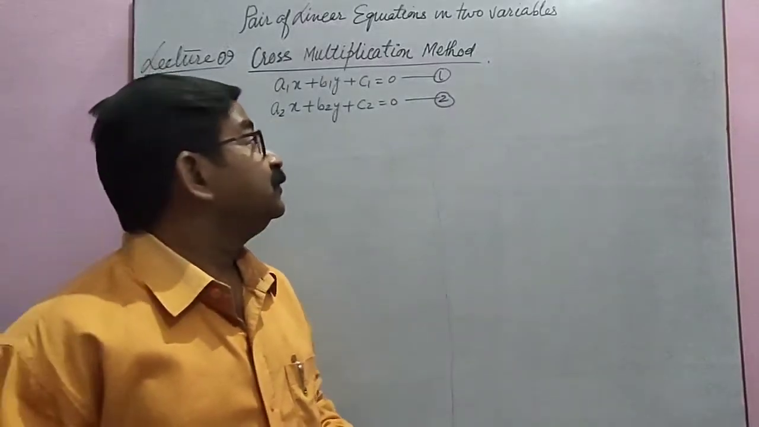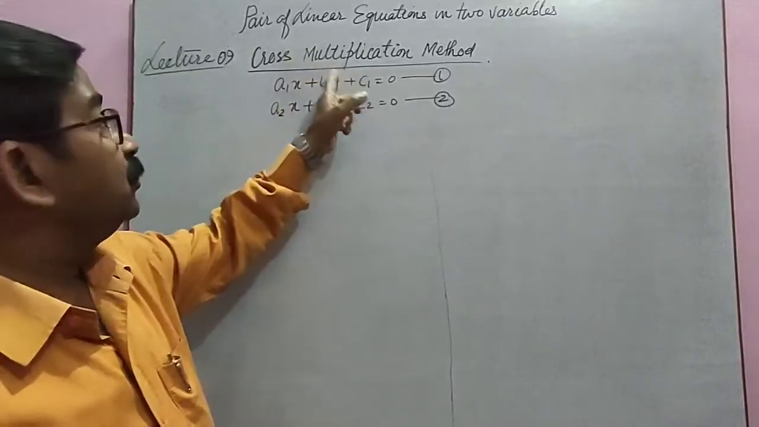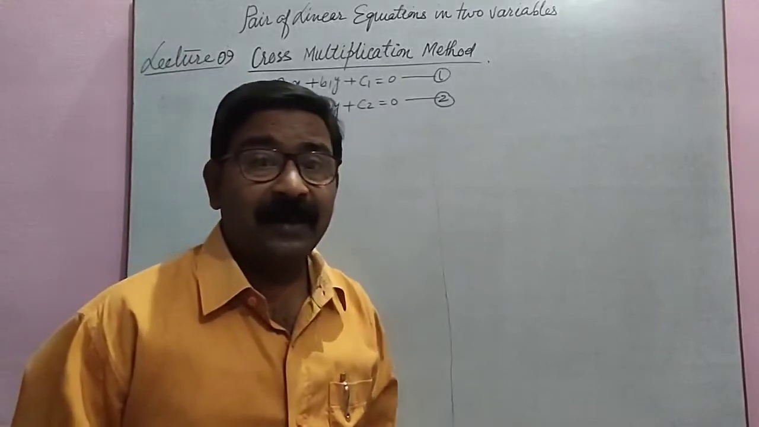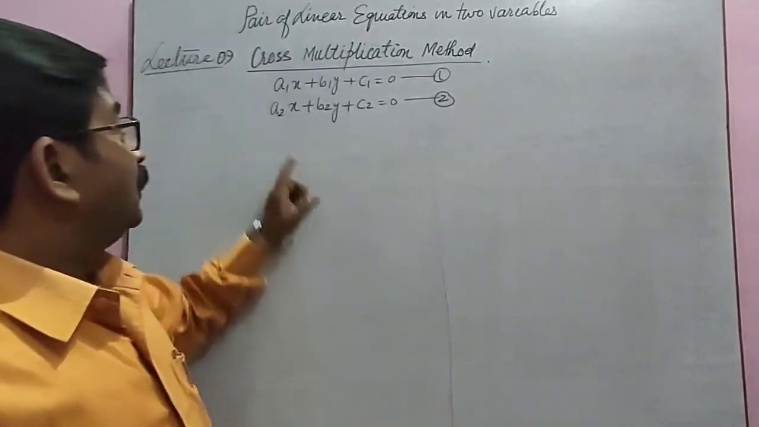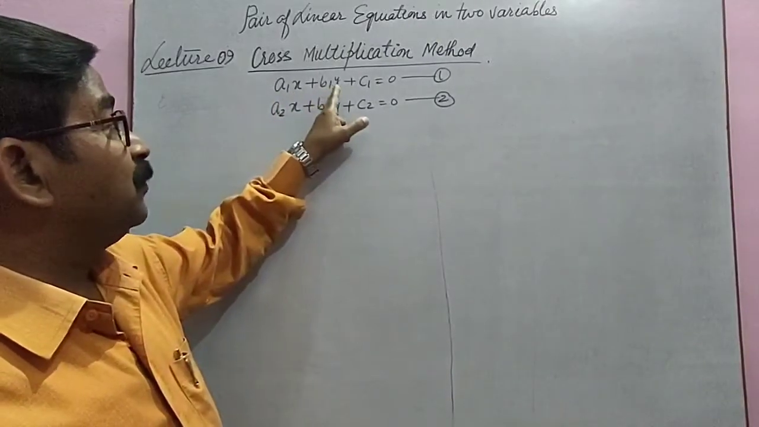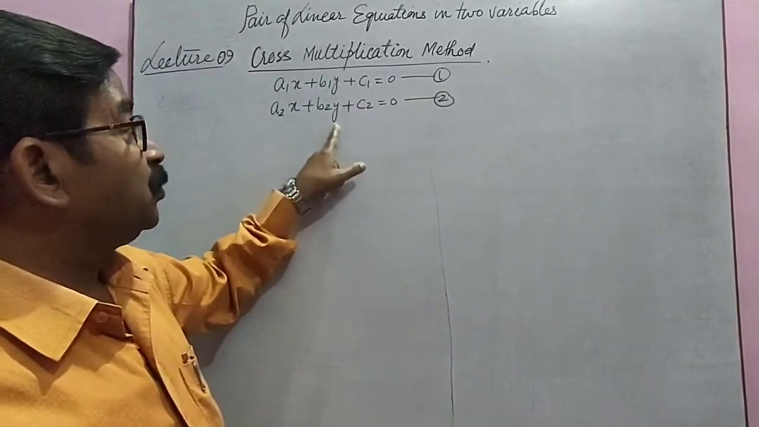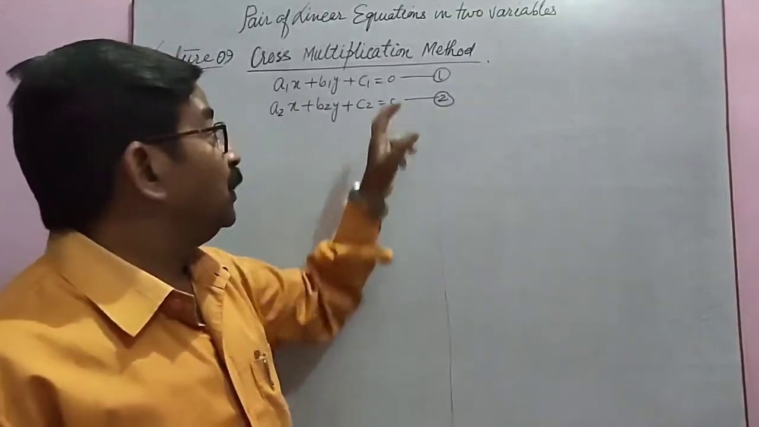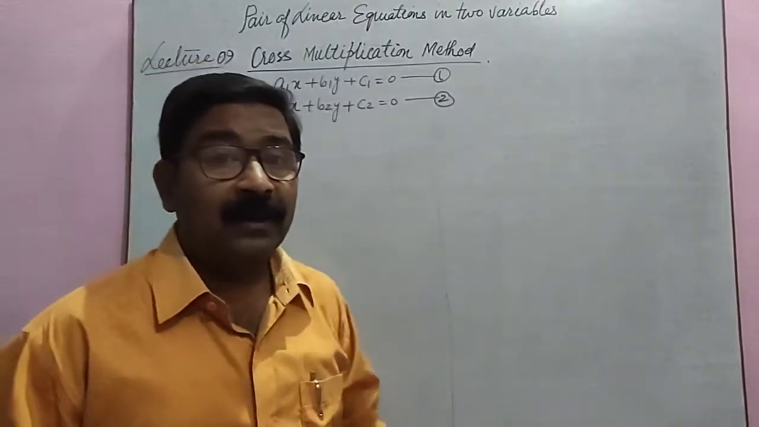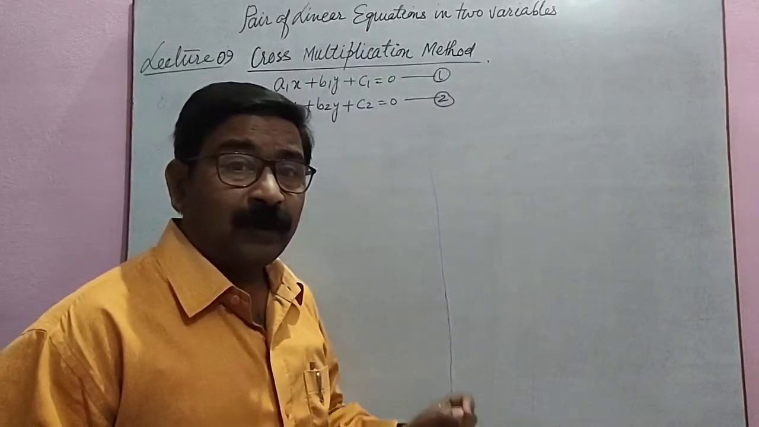Hello students, today we are going to introduce a new method of solution, that is the cross multiplication method. It is a very interesting and simple method. I have written the general equations a1x plus b1y plus c1 is equal to 0, a2x plus b2y plus c2 is equal to 0, where c1, c2 are the constants, and a1, a2, b1, b2 are the coefficients of x and y respectively.